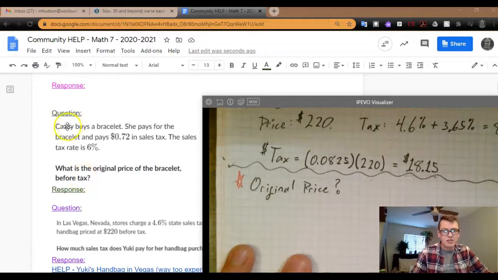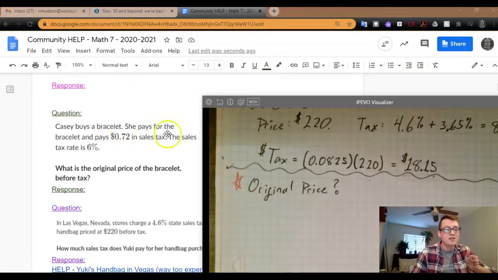So what the problem tells us here is Casey buys a bracelet and pays for the bracelet. She pays 72 cents in sales tax. The tax rate is 6%.